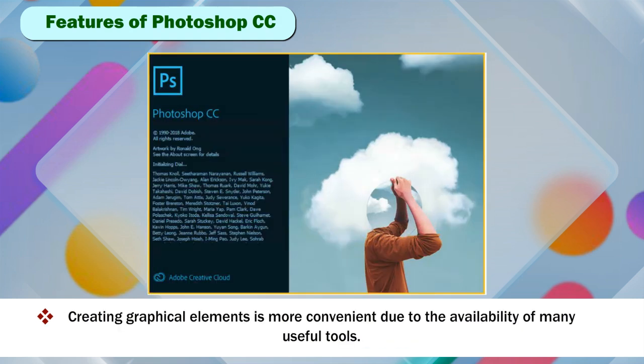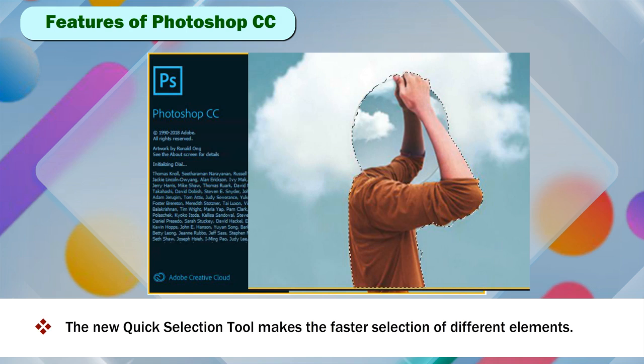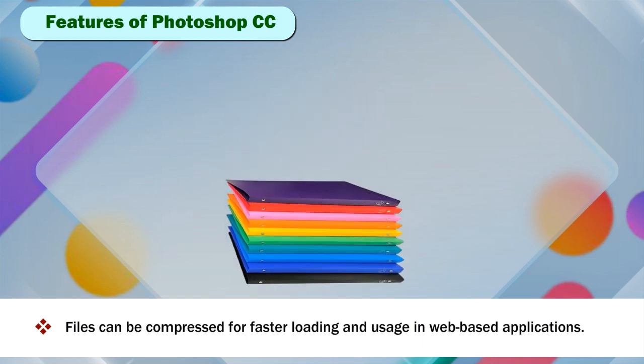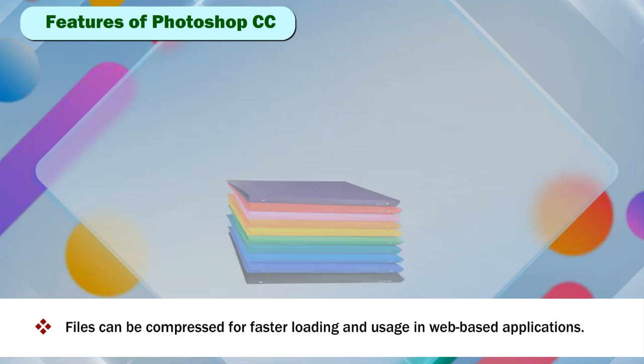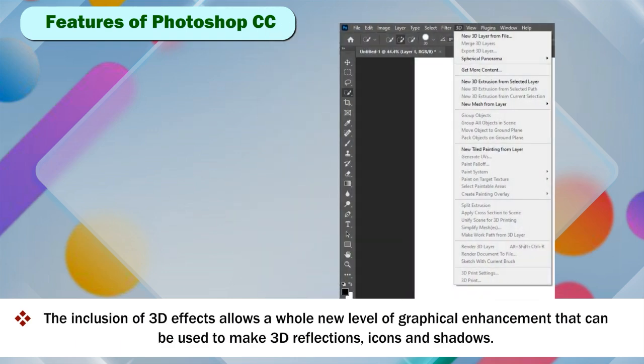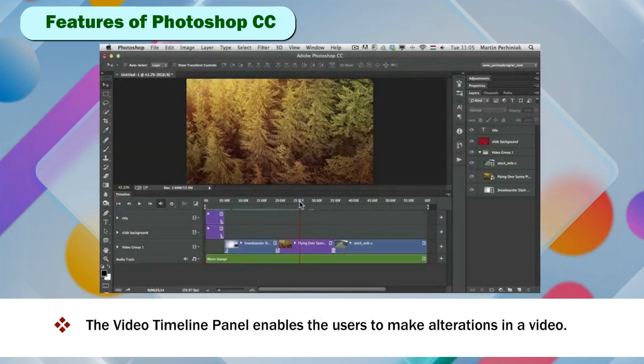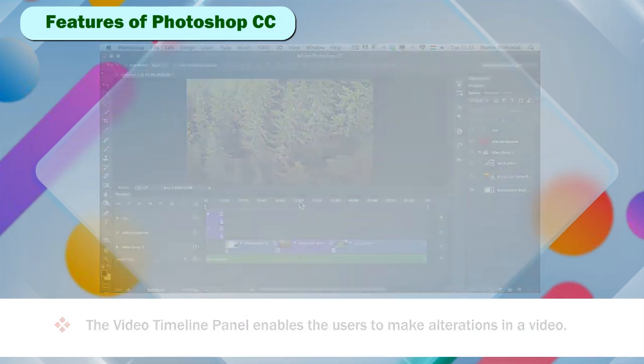Creating graphical elements is more convenient due to the availability of many useful tools. The new Quick Selection tool makes the faster selection of different elements. Files can be compressed for faster loading and usage in web-based applications. The inclusion of 3D effects allows a whole new level of graphical enhancement that can be used to make 3D reflections, icons and shadows. The Video Timeline panel enables the users to make alterations in a video.